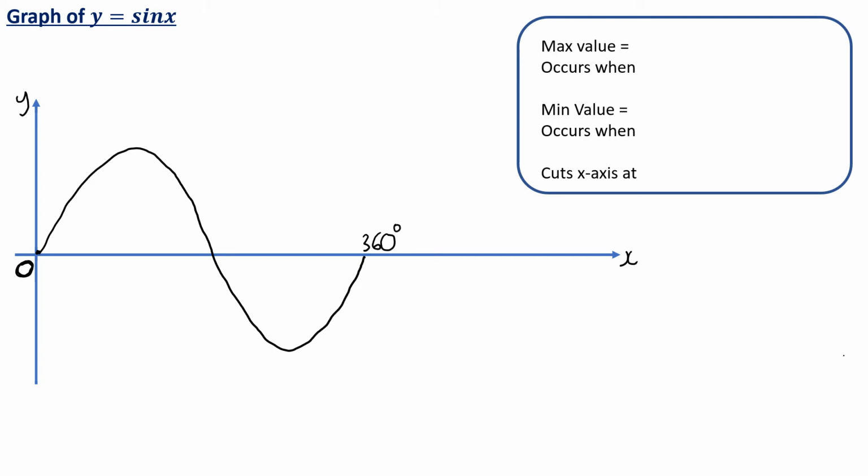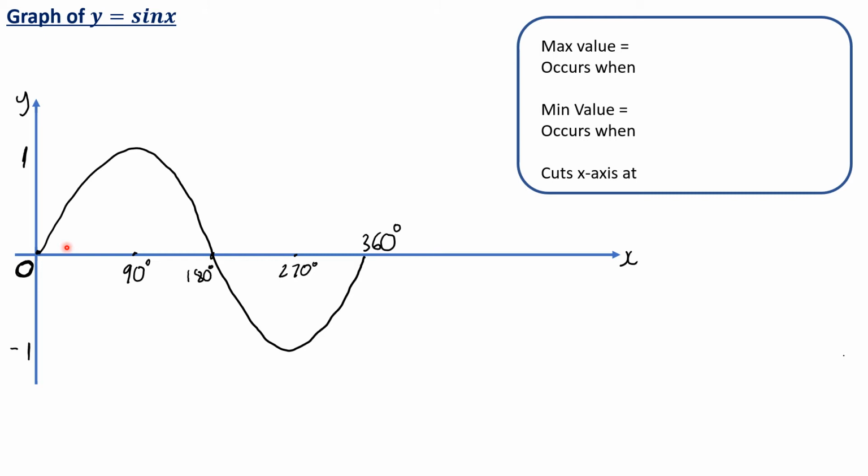Some other important features, if you were ever asked to draw a sine graph, you need to include this value here, 180 degrees. You need to include this value here, 90 degrees, and you need to include this value here, which is 270 degrees. The sine graph goes up to 1 and down to -1.